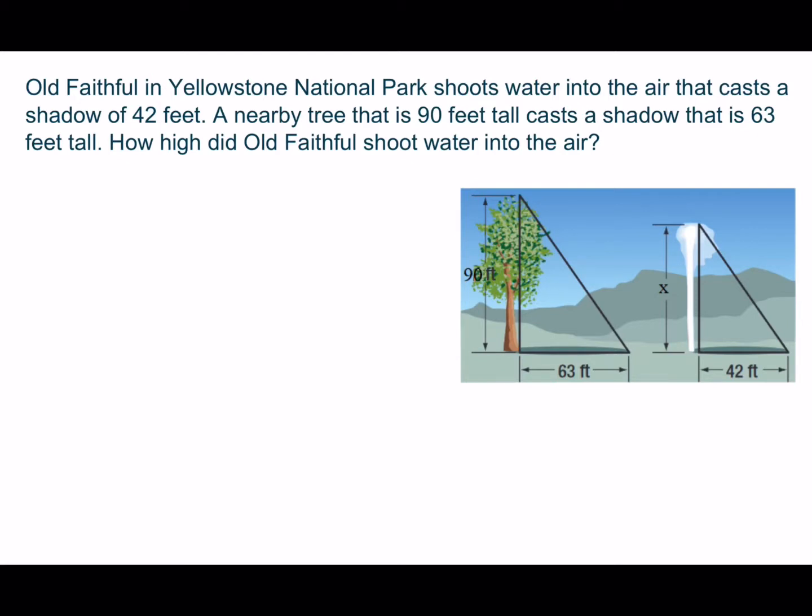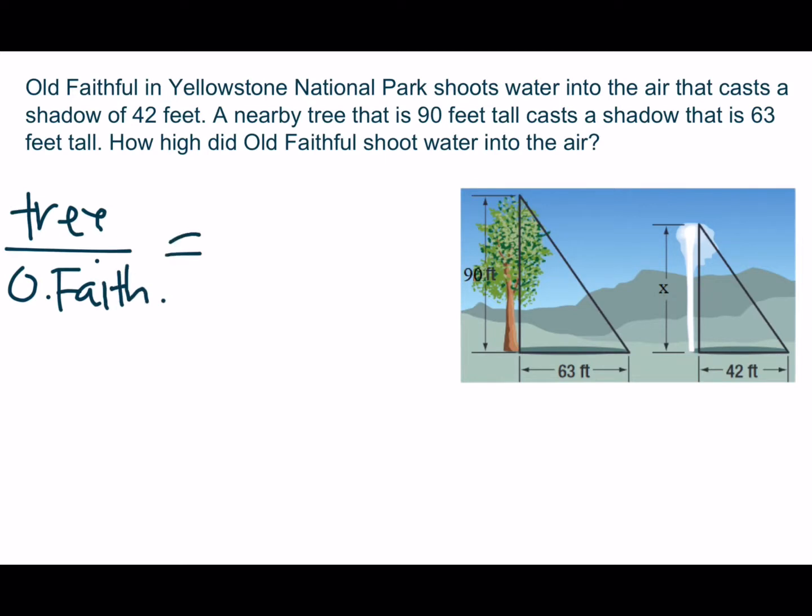So here in this case we have a problem that says, Old Faithful in Yellowstone National Park shoots water into the air that casts a shadow of 42 feet. A nearby tree that is 90 feet tall casts a shadow that is 63 feet. How high does Old Faithful shoot water into the air? Old Faithful is this geyser. And so again, same thing, these two are similar figures. And so we're just going to set up our proportion. So we have, let's see, the tree, and then Old Faithful here.